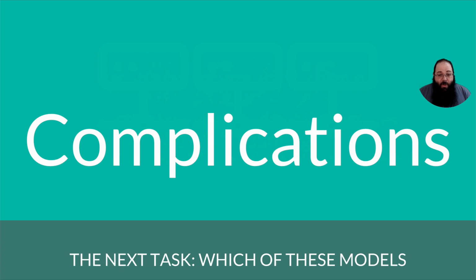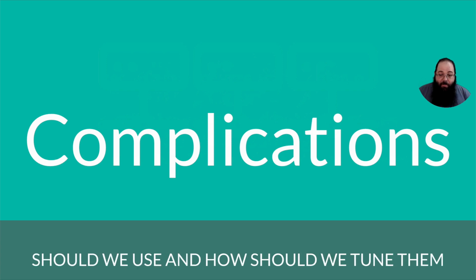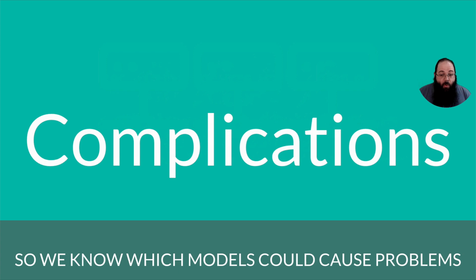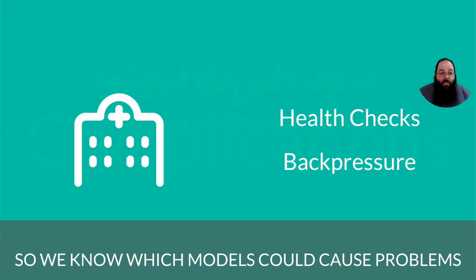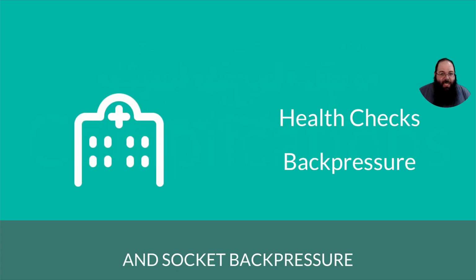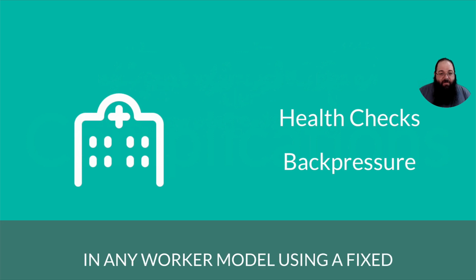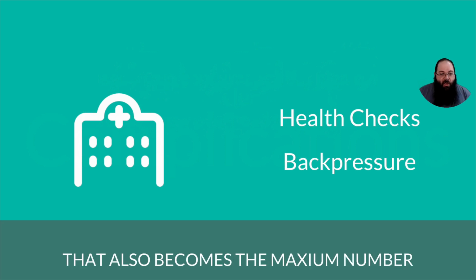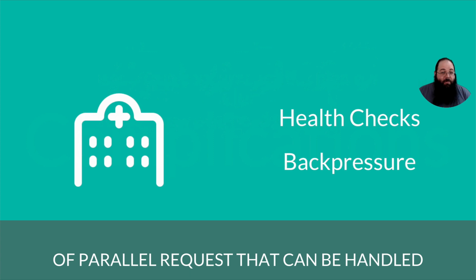The next task: which of these models should we use and how should we tune them? Let's talk about some common complications so we know which models could cause problems. The first stumbling block: health checks and socket back pressure. In any worker model using a fixed or capped number of workers, that also becomes the maximum number of parallel requests that can be handled.